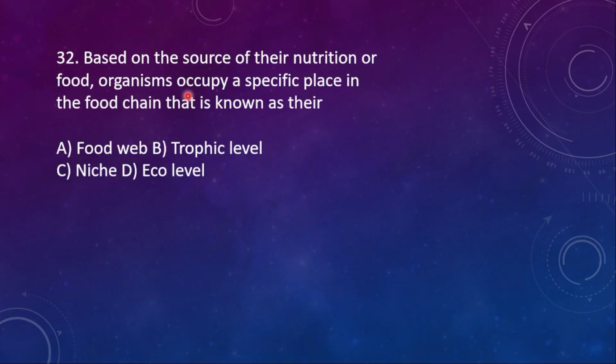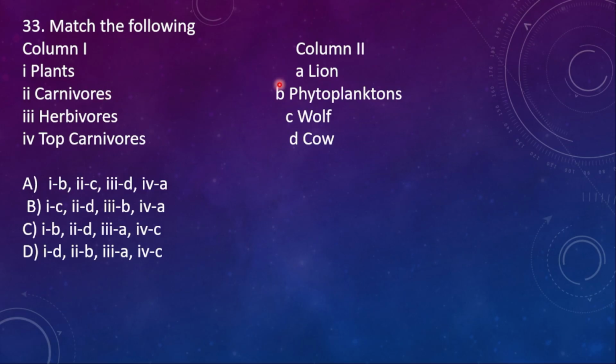Saprophytes. 32. Based on the source of their nutrition or food, organisms occupy a specific place in the food chain that is known as their A. Food web, B. Trophic level, C. Niche, and then D. Eco level. Here the right option is option C. Niche. Match the following with column 2. Plants, carnivores, herbivores, and top carnivores.